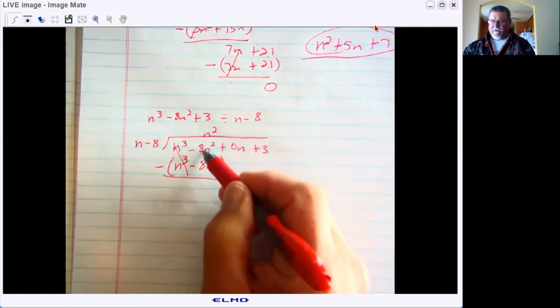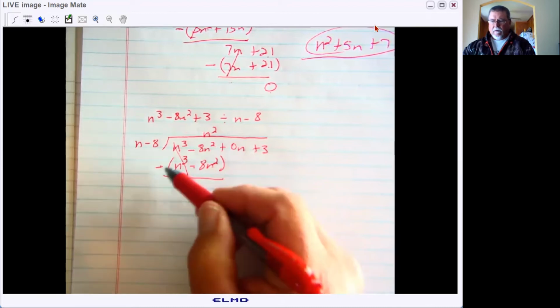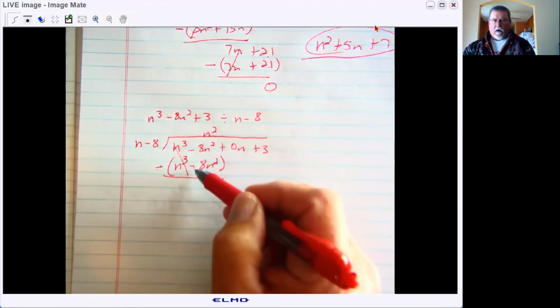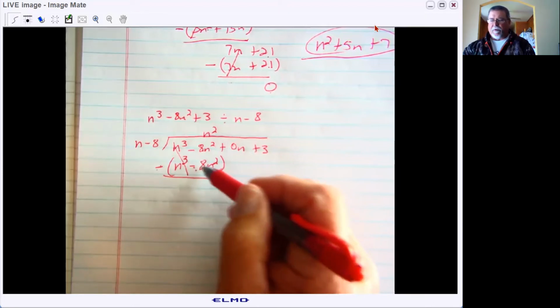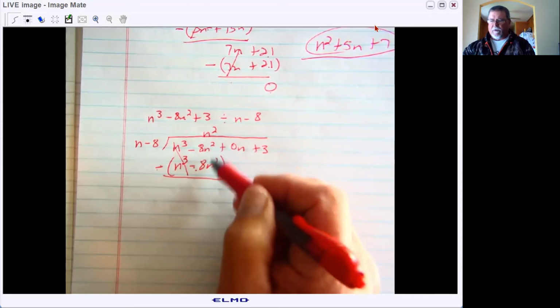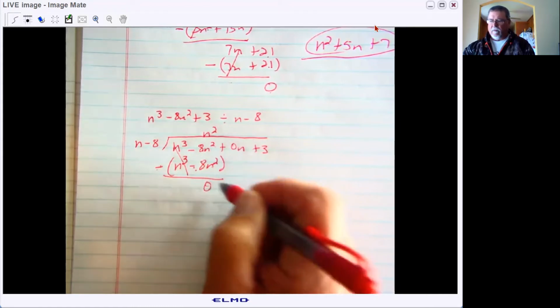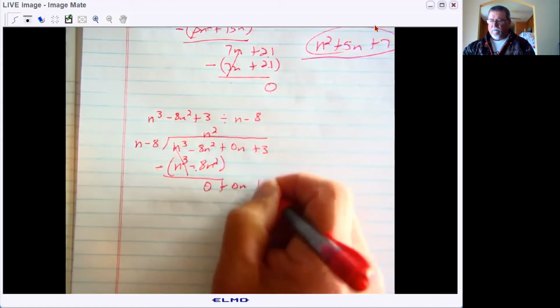Now I've got negative 8n squared, and I've got minus a minus. Minus a minus is plus, always. So that makes plus 8n squared. Minus 8n squared plus 8n squared is 0. And I got plus 0n plus 3.